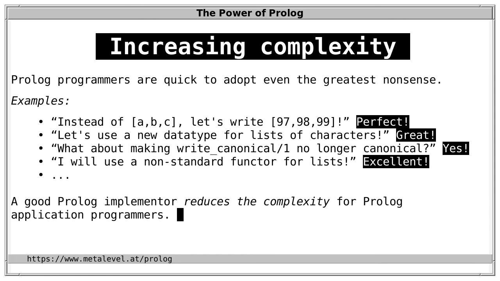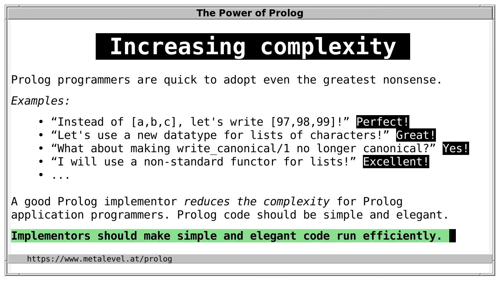For instance, we already have many predicates and also DCGs for reasoning about lists. And therefore, strings should be lists. And to make them easily readable, they should be lists of characters, not integers. And if I want to print them canonically, then I should get the canonical representation of lists and so on. Because Prolog code should be simple and elegant, and implementers should be committed to making this efficient. So the burden should be on the implementer, not on application programmers.